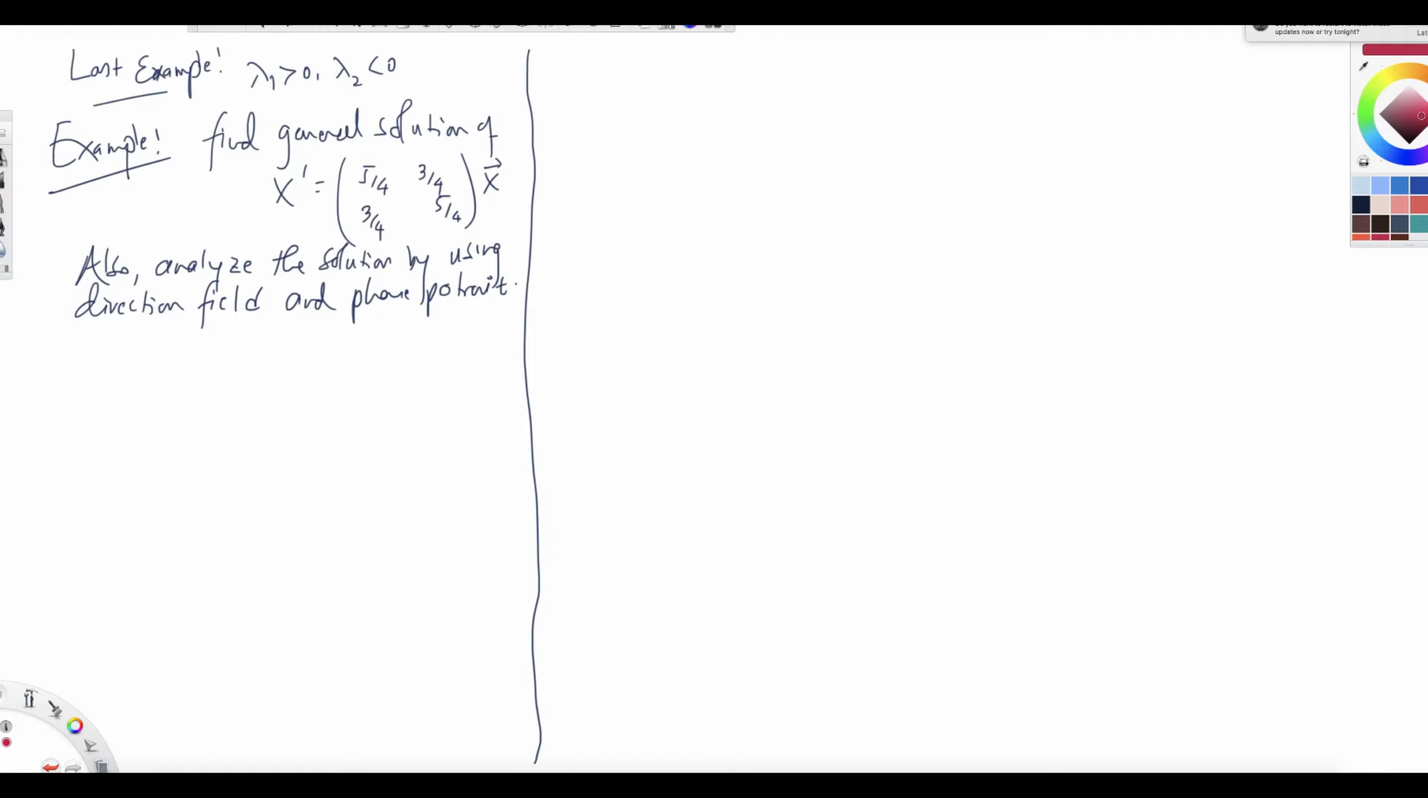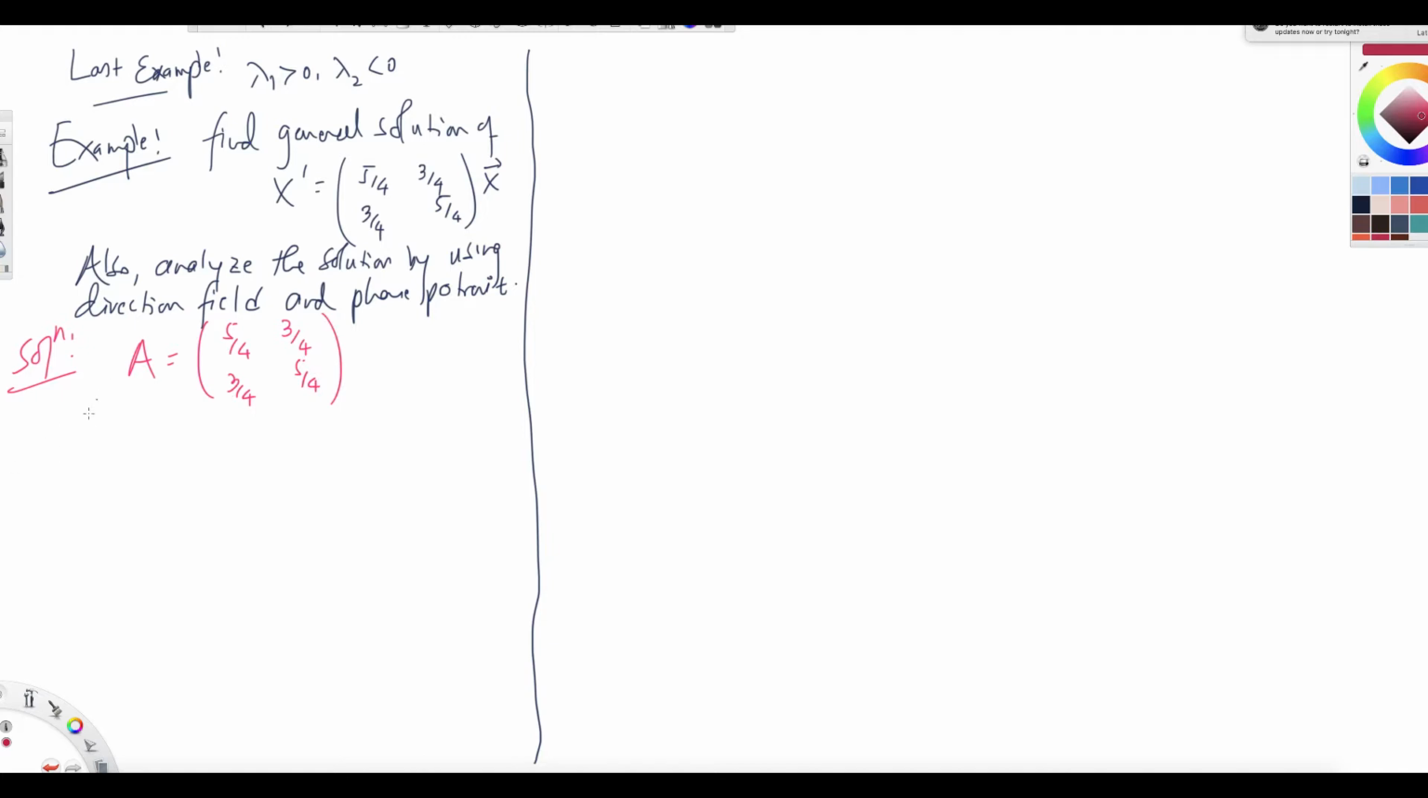Okay, so let us do another example where we want to find the general solution of this pair of differential equations, and also analyze the solution by using the direction field. First things first, what we should do is find the eigenvalue and eigenvector. So we have A equals 5/4, 3/4, and then 3/4, 5/4. This has fractions, a little tedious to do, but this is fine.